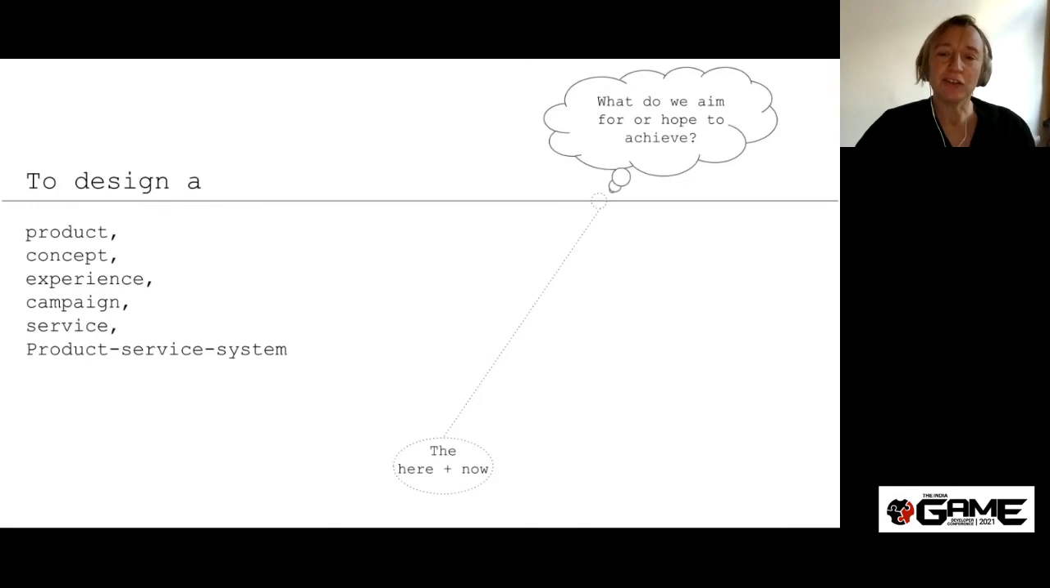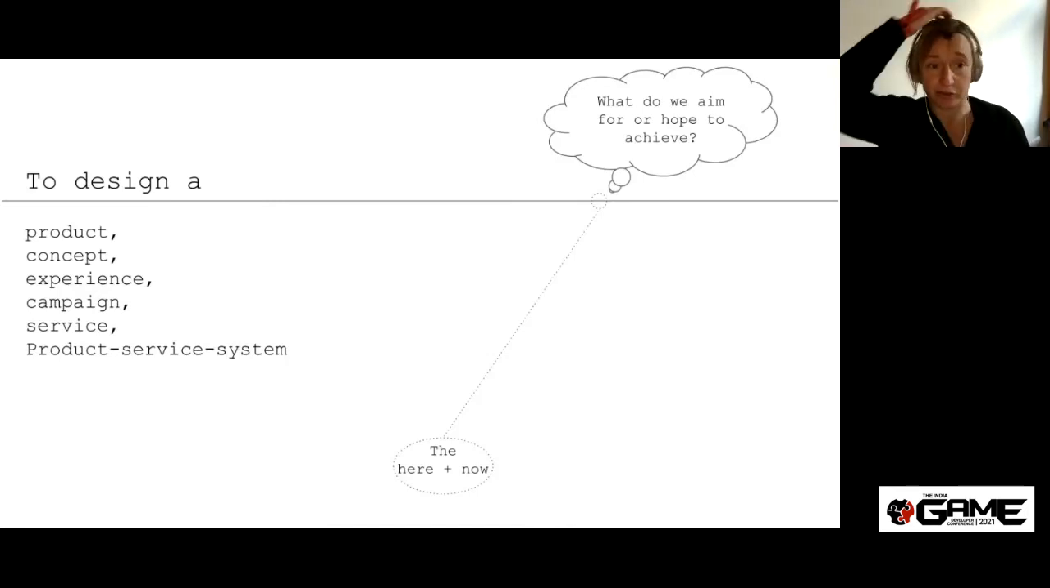So this is just an abstract visual. It's about how to design a product or a concept, an experience, a campaign, service, or product service system. And a game is, of course, included in a product. So we have a dot on the horizon. The black line is the horizon. It's the future. And it's a vague dot. We have no description what it is in detail. But there is a dream. What do we aim for or hope to achieve?